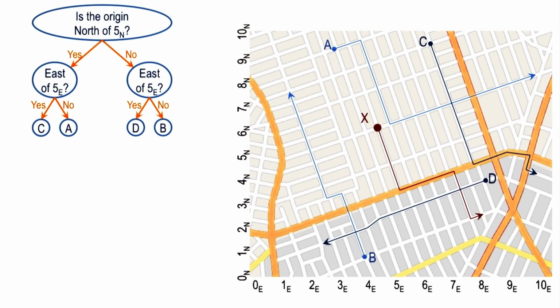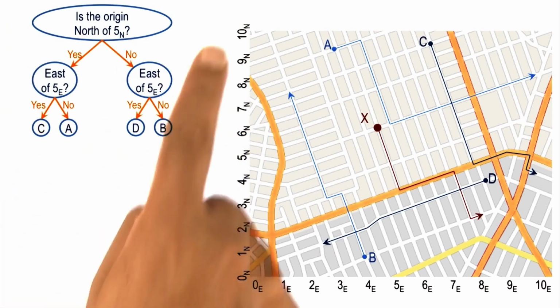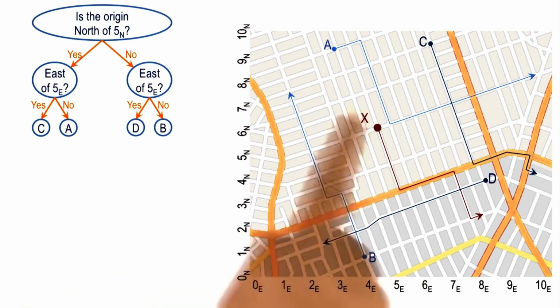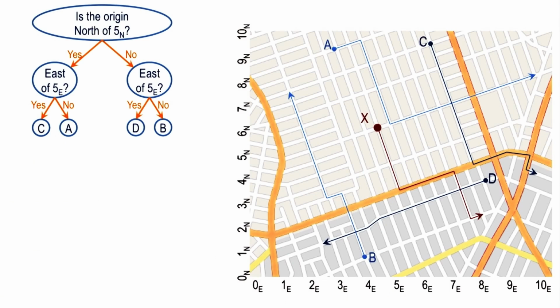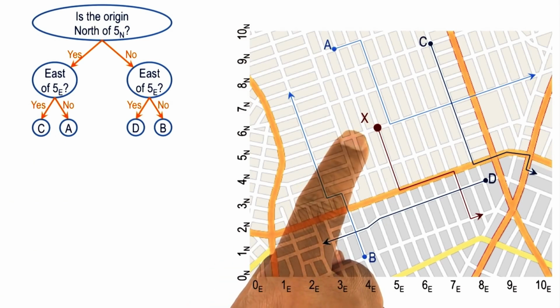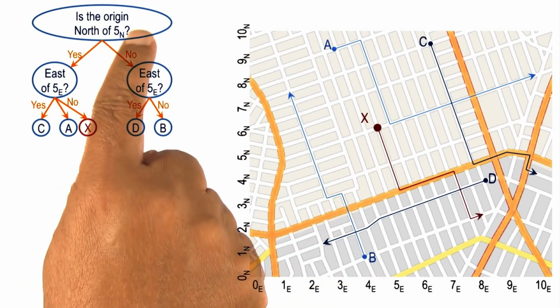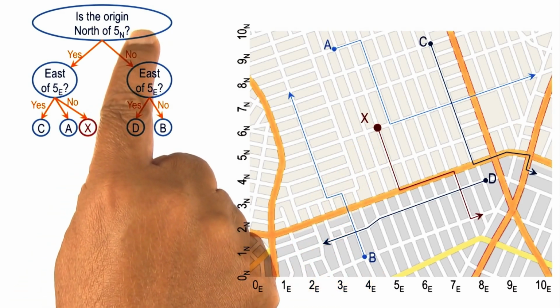So now that we have learned what is the knowledge structure of discrimination trees for organizing the case memory, let us now look at how we will store a new case, how we will incrementally learn this knowledge structure as new cases are put into the case memory. Imagine that there is a new case X. So we can navigate this tree using X. Is the origin of X north of 5n?